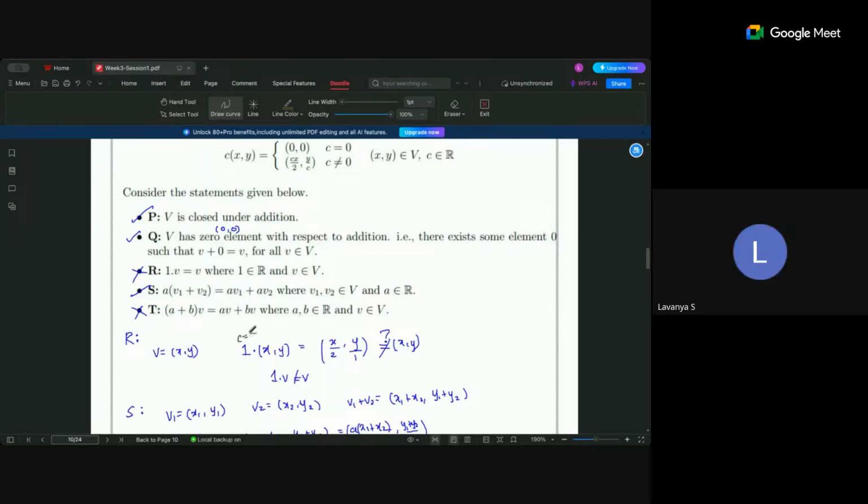So now you apply it in your definition. It is a non-zero number. So this is the definition: C times of x, that is 1 times of x by 2, and then y by C, so y by 1. So x by 2 comma y. So you have to check whether 1 times of v is equal to v or not. Here you obviously see it is not equal to v. Okay. Clear? Yes, ma'am. Got it.